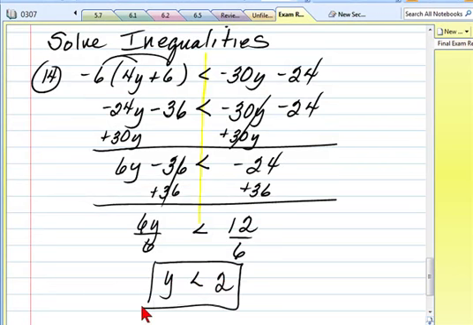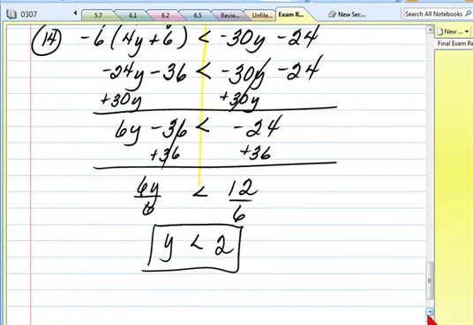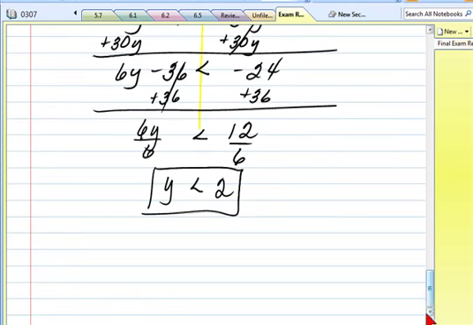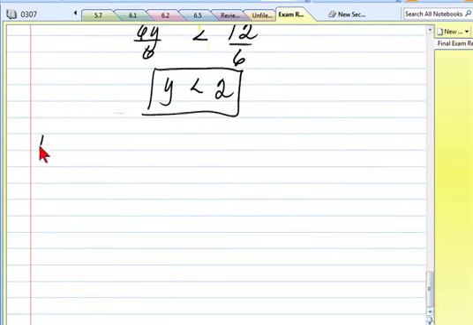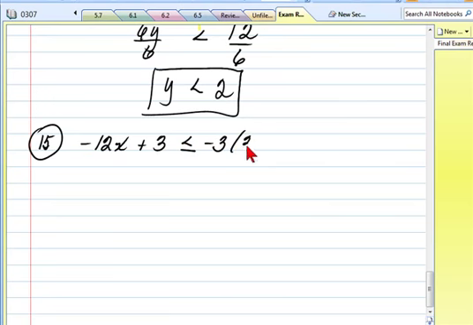And you don't have to do anything else to the problem, even though we did when we tested on this the first time. All right, let's look at 15. I have negative 12x plus 3 is less than or equal to negative 3 parentheses 3x plus 2.